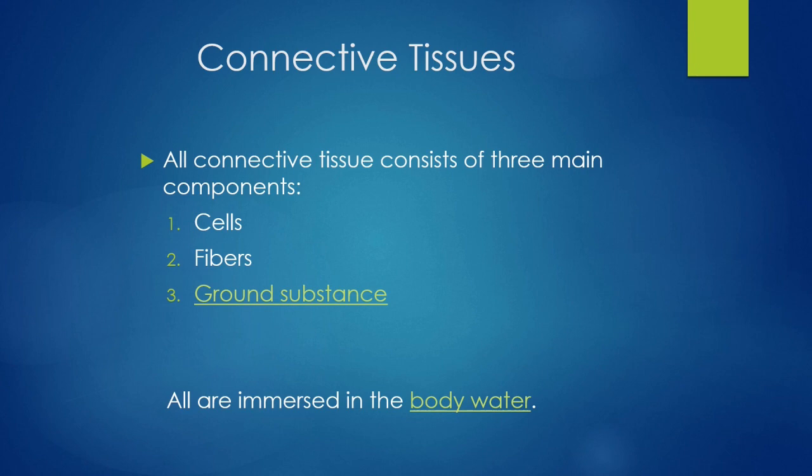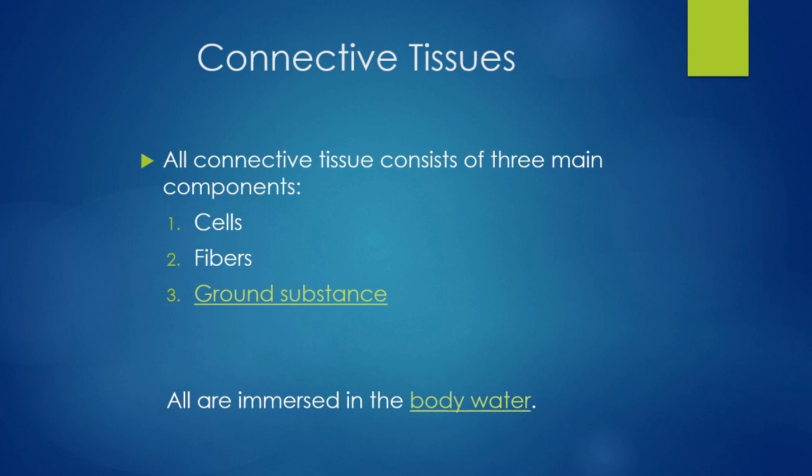And so bone, of course, is both visibly and functionally different from tendon, but they share an anatomically similar backbone, in that they both have cells, they both have fibers, and they both have ground substance. And all of them are immersed in some quantity of fluid environment within the ground substance.